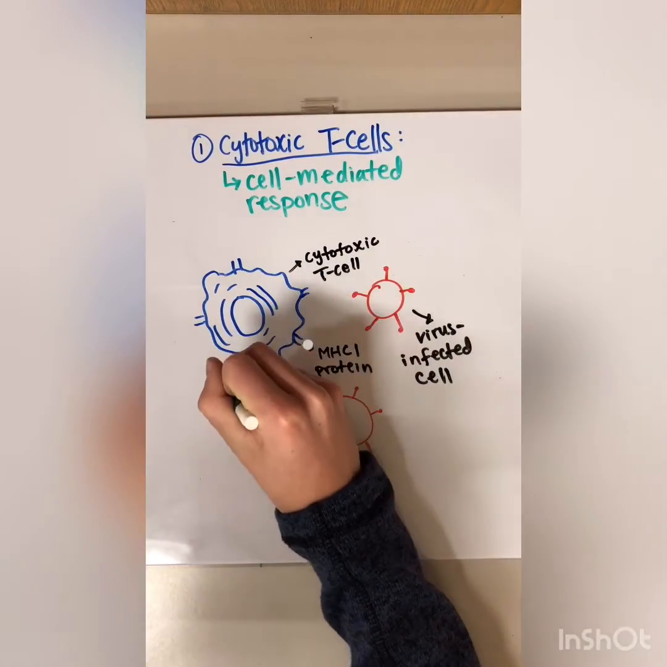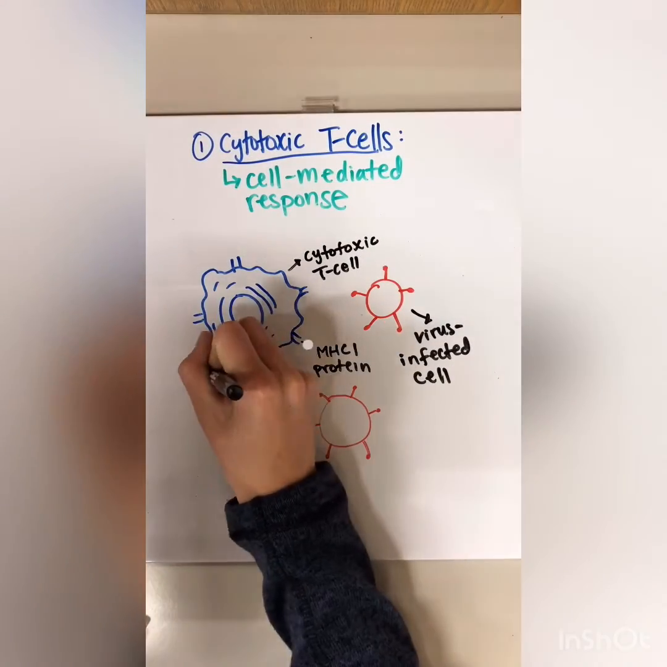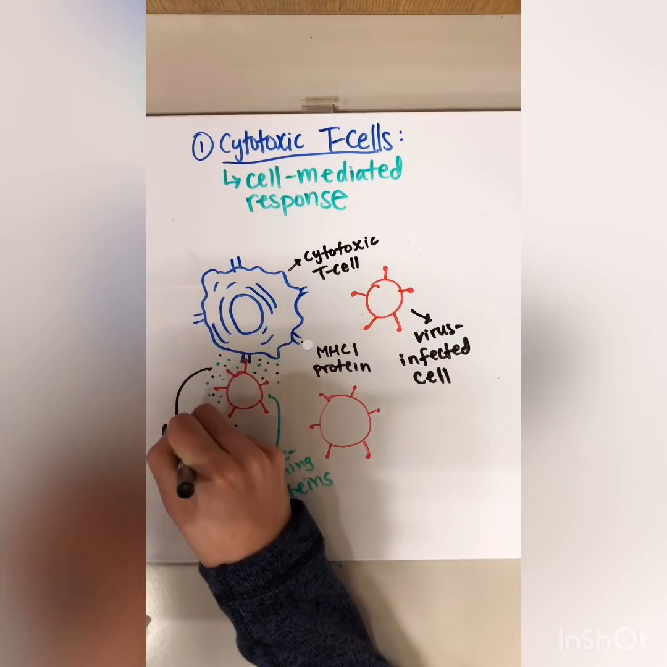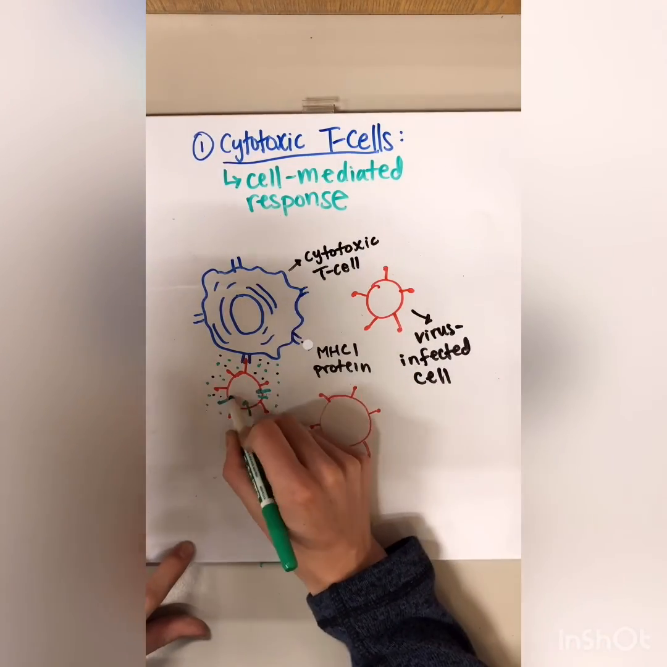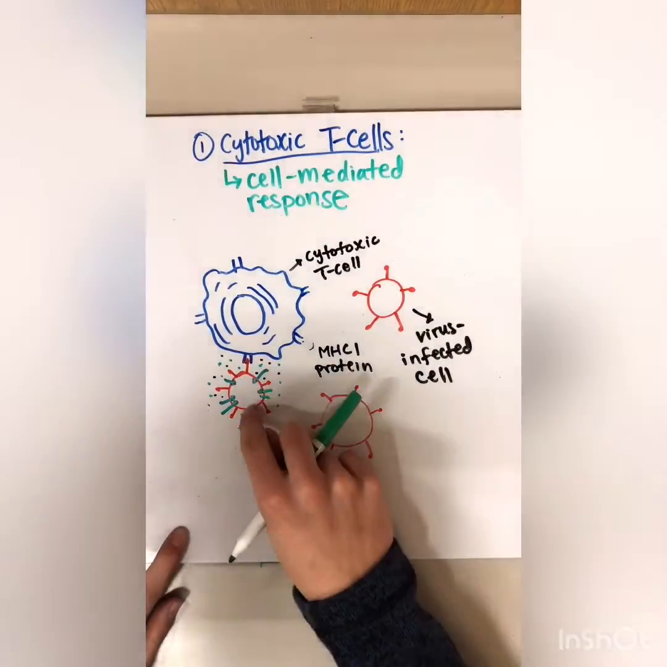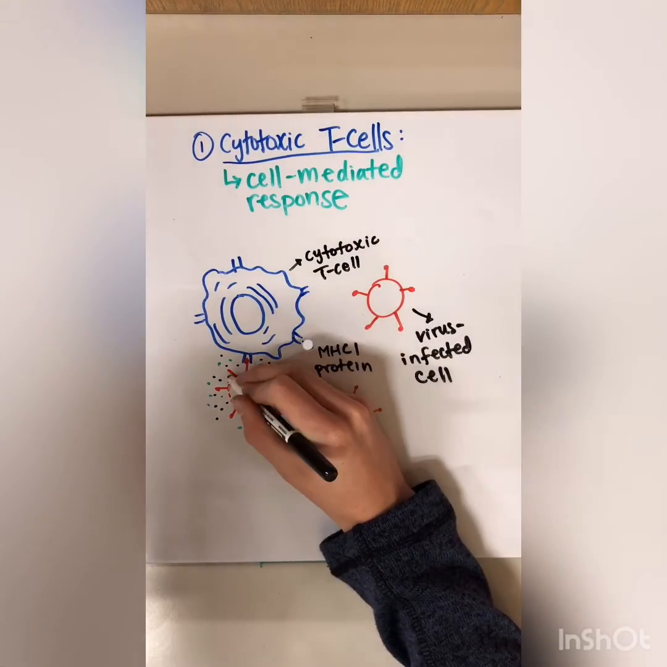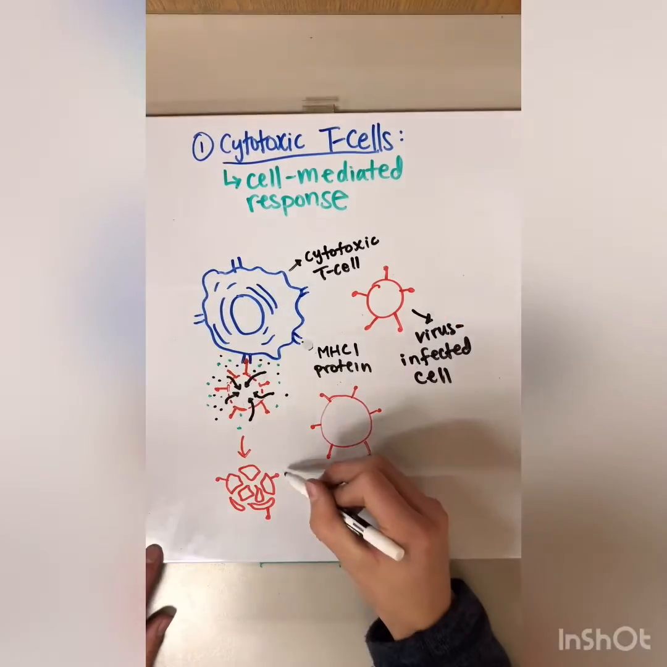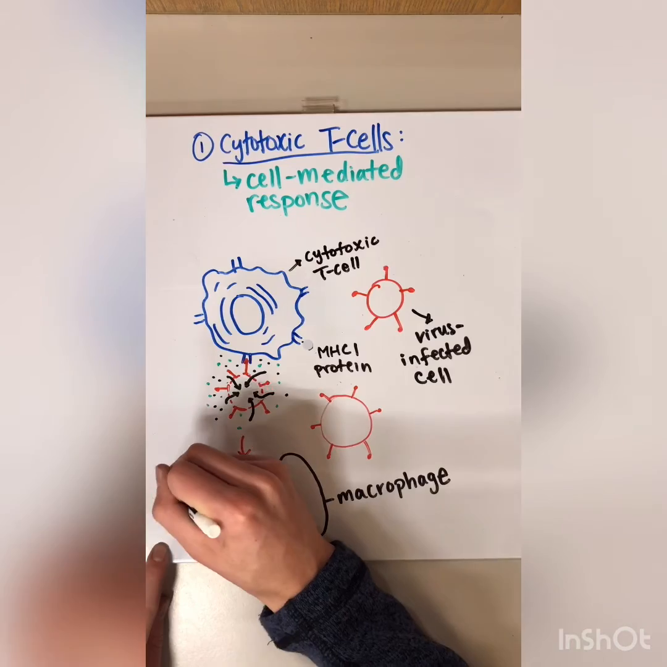So when cytotoxic T cells bind to infected cells, they secrete proteins called pore-forming proteins and apoptosis-activating proteins. Pore-forming proteins open up pores in the cell membrane by which apoptosis-activating proteins can then enter the cell, inducing apoptosis and killing the cell. Then finally, leukocytes such as macrophages or neutrophils will come and finish the job, engulfing the cell fragments.